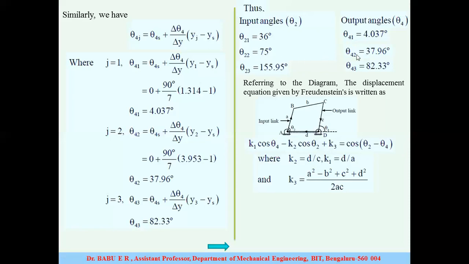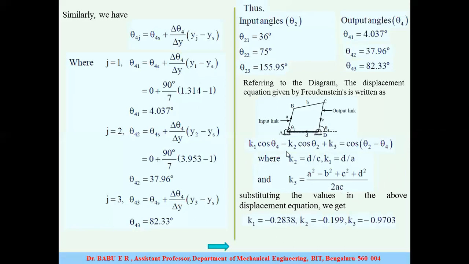Similarly, you take the second set of angles, substitute, and we'll get the second equation. Similarly, you substitute theta 23 and theta 43, and we'll get the third equation. On substituting all the values in the displacement equation, the three equations consist of the unknown terms k1, k2, k3. You solve those three equations. We get k1 as minus 0.2838, k2 as minus 0.199 and k3 as minus 0.9703.